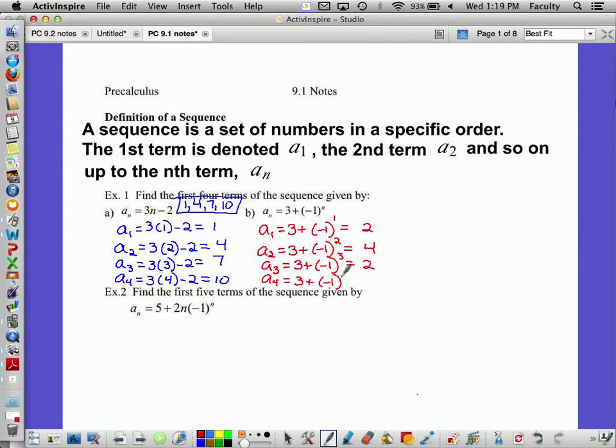In letter B, do you notice that when it's an odd power, you're subtracting, even powers, you're adding? So this is just going to alternate 2, 4, 2, 4, 2, 4, 2, 4, 2, 4, okay?